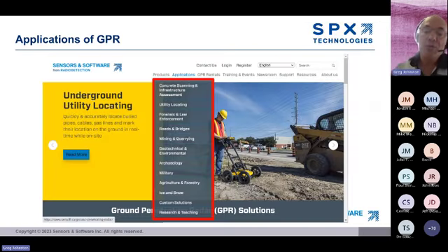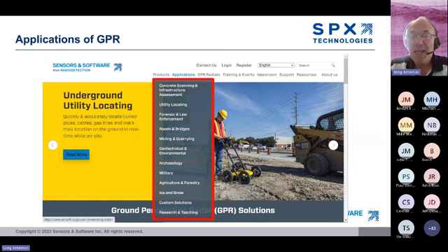Okay, if you go to the Sensors and Software website and click on the Applications menu option, you will see this list. Notice that utility locating is high on the list. Without a doubt, the top application for GPR systems worldwide. I'm sure that many of you use GPR for utility locating. Trade magazines, YouTube, and LinkedIn are full of stories about this application.